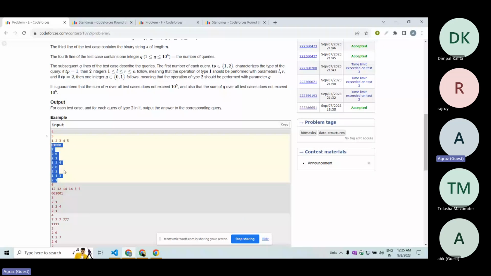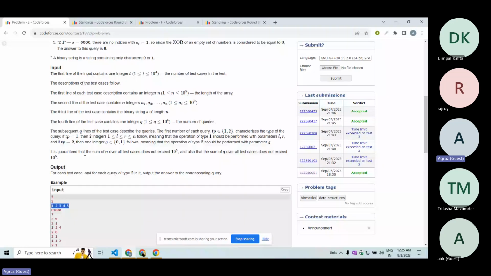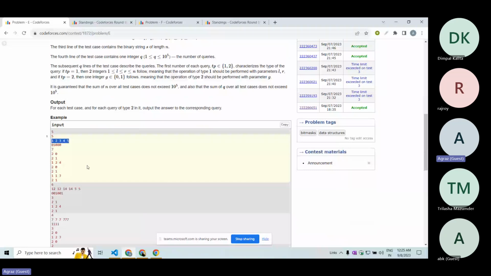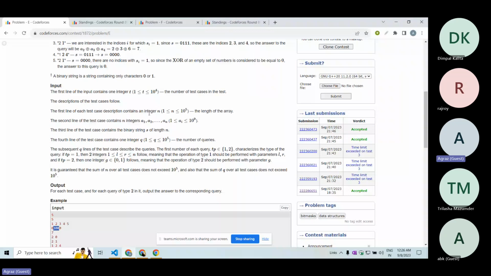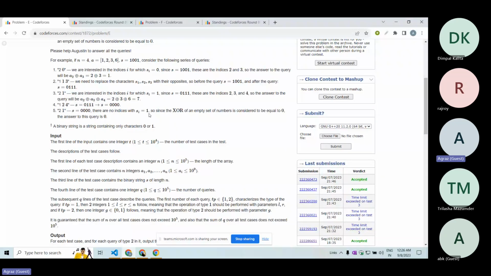If we go to the brute force, the first idea that comes to our mind is we take some L to R, and we flip all the bits. But this requires a data structure, and even a segment tree with lazy propagation cannot do it. So we have to think of something else that can optimize our solution.